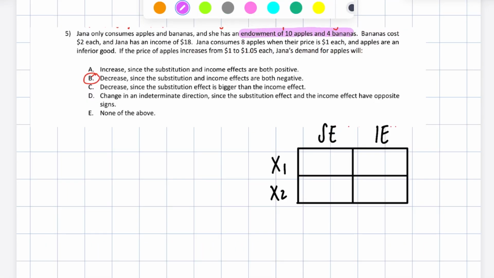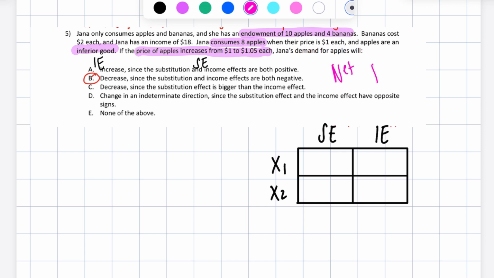In the question, they tell us what our endowment is. They tell us what our optimal amount would be. They tell us that apples are an inferior good and the price of apples are increasing. So this inferior good tells us about the income effect. This price tells us about the substitution effect. And then this endowment and our optimal bundle tells us whether we are a buyer or a seller.